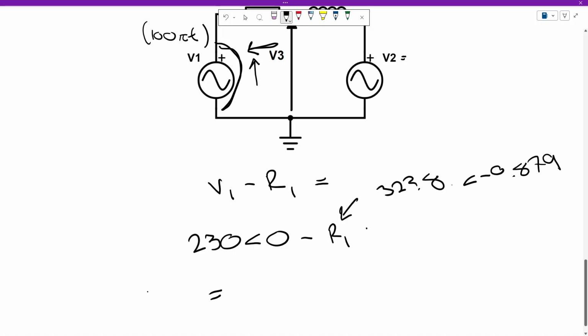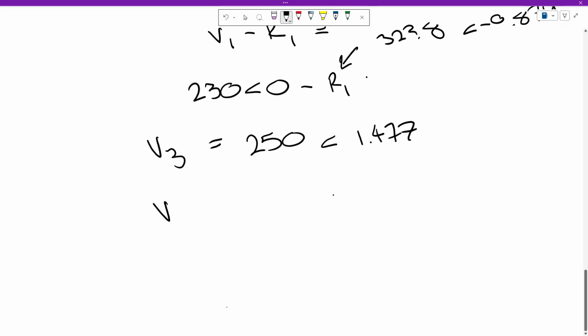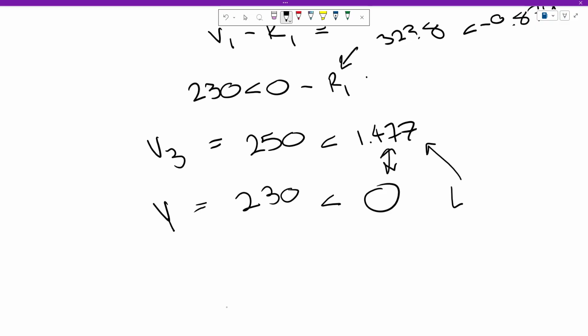And our answer for V3 is 250 at an angle of 1.477. Now, because we're comparing to V1, and V1 has an angle of 0, the difference between these two is 1.477. But if we had V1, say like 2.3, we would have to find the difference between these two. But because this is 0, the phase difference is 1.477.